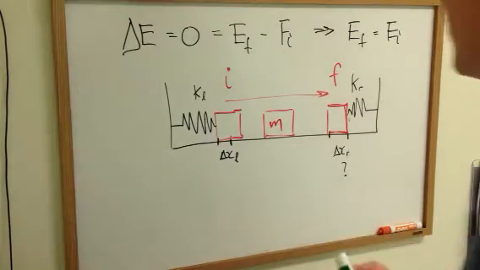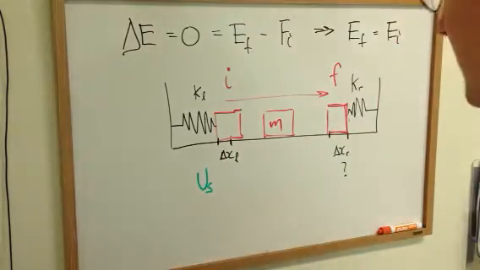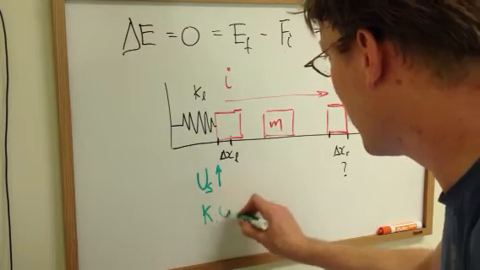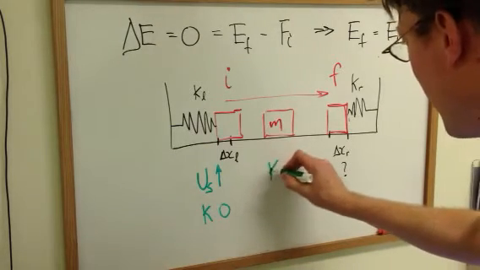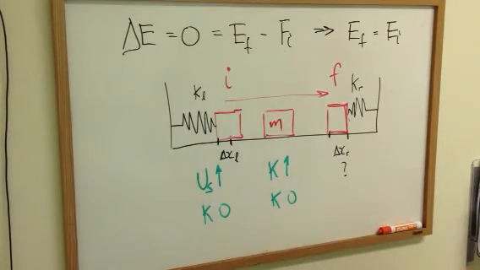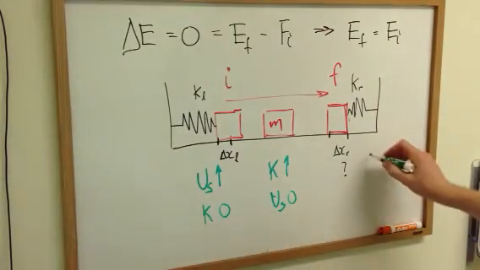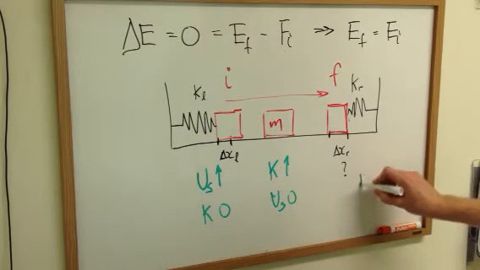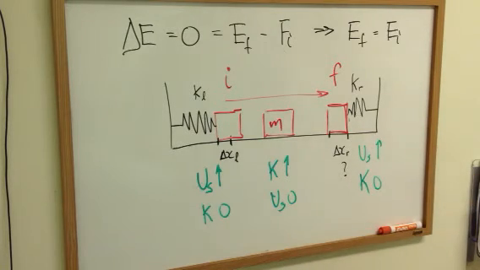If I was to make a note here, when you're completely squished, you have maximum spring energy, and you have 0 kinetic energy. Here you have maximum kinetic energy. Your spring energy is 0. And here, after you've squished it all the way, there's no kinetic energy. Your kinetic energy is 0, and you have energy in a spring, once again.